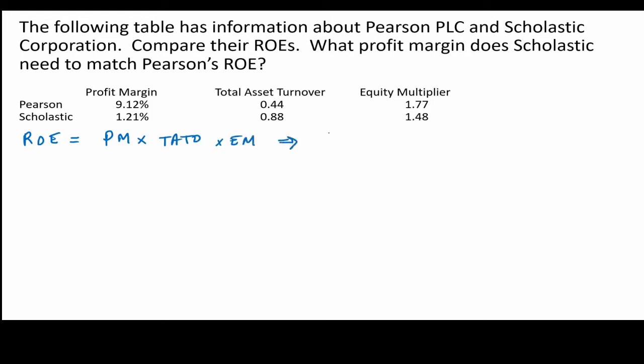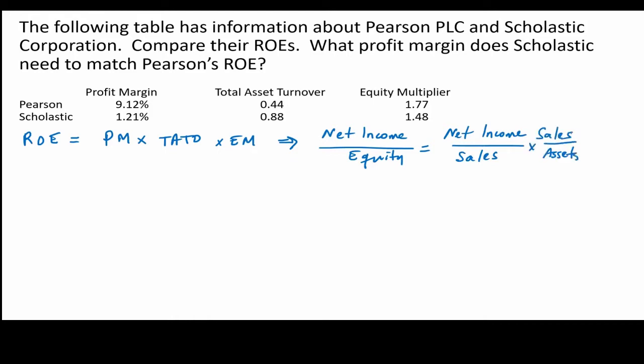Let's also review why this relationship holds. The definition of the return on equity is net income divided by equity. And the definitions of the right-hand side financial ratios are net income divided by sales for the profit margin, sales over assets for the total asset turnover, assets over equity for the equity multiplier. And we can see that the sales would cancel out, assets cancels out, and indeed the right-hand side equals the left-hand side.